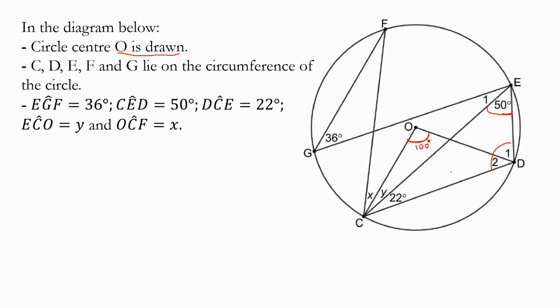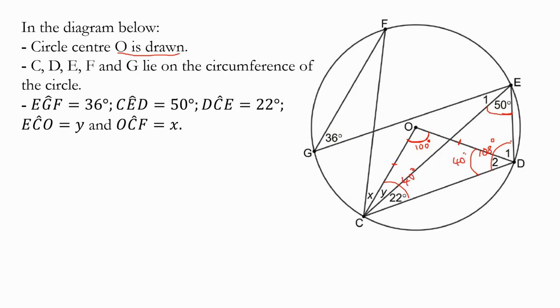And then 180 minus 72 should be 108. You see that, this angle is 108 degrees. What else do we have? OC is equal to OD because they are radii. So this angle is going to be equal to this angle here. You see that? So 180 minus 100 degrees is 80. Then we divide it into two parts, 40 degrees.